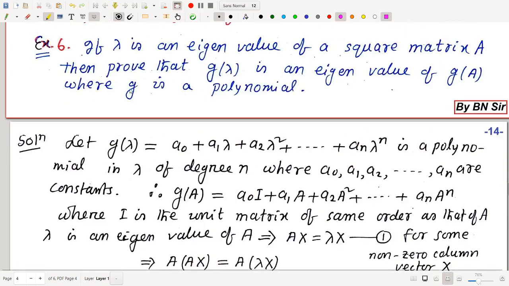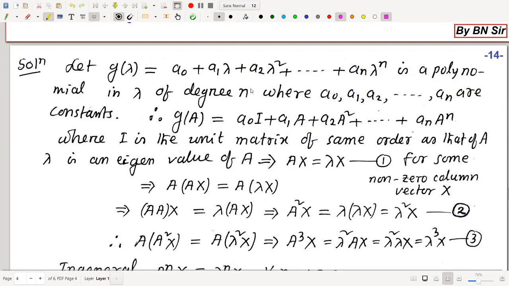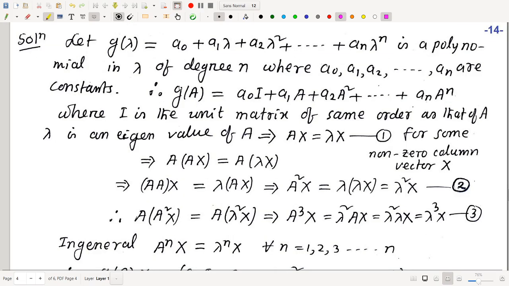Example next. This is also a theoretical example, another standard result. If lambda is an eigenvalue of a square matrix capital A, then prove that g of lambda is an eigenvalue of g of capital A, where g is a polynomial. So let g of lambda equal a naught plus a1 lambda plus a2 lambda square plus dot dot dot a n lambda to the power n, a polynomial in lambda of degree n, where a naught, a1, a2, dot dot, an are constants. Lambda is a scalar indeterminate. So this is a polynomial in lambda of degree n.